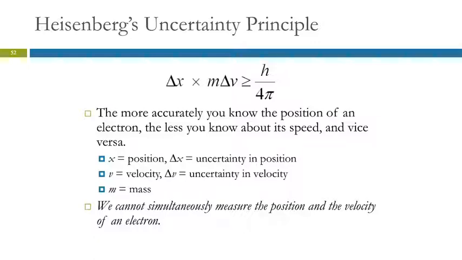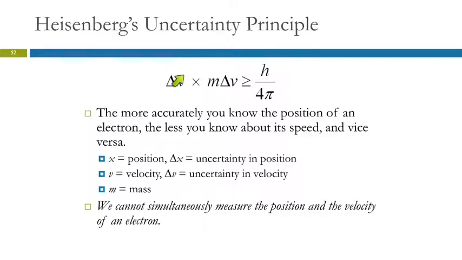How precisely do we know the velocity? Is it very uncertain, or are we really close in on what the velocity is? M is the mass, and then here we've got Planck's constant over 4 pi. I have no idea how he came up with this, but it works. The important thing is the general idea here.